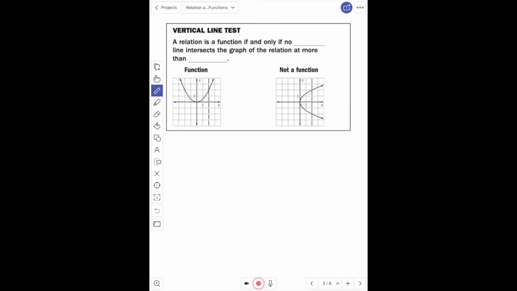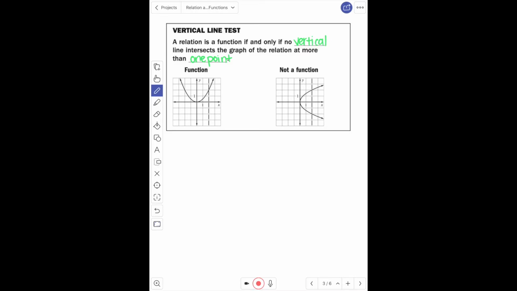All right, so how do we look at it graphically? Graphically, we're going to do what we call the vertical line test. The vertical line test says a relation is a function if and only if no vertical line, so when I draw a vertical line, will intersect the graph at more than one point. It will only intersect at one point and one point only.